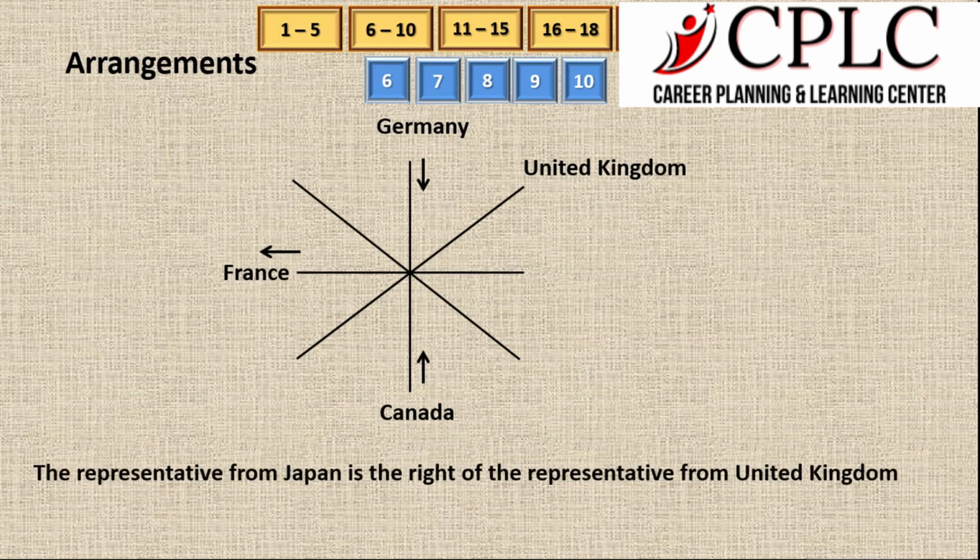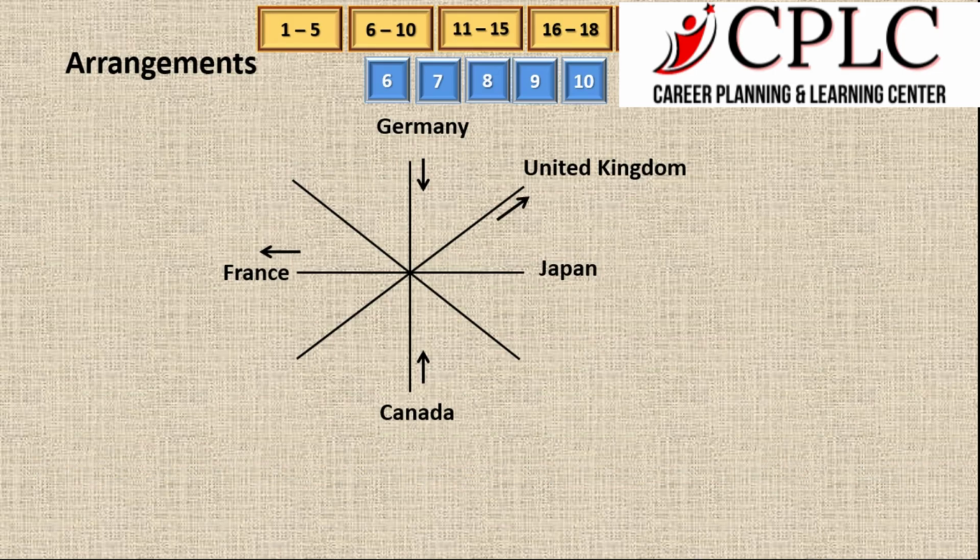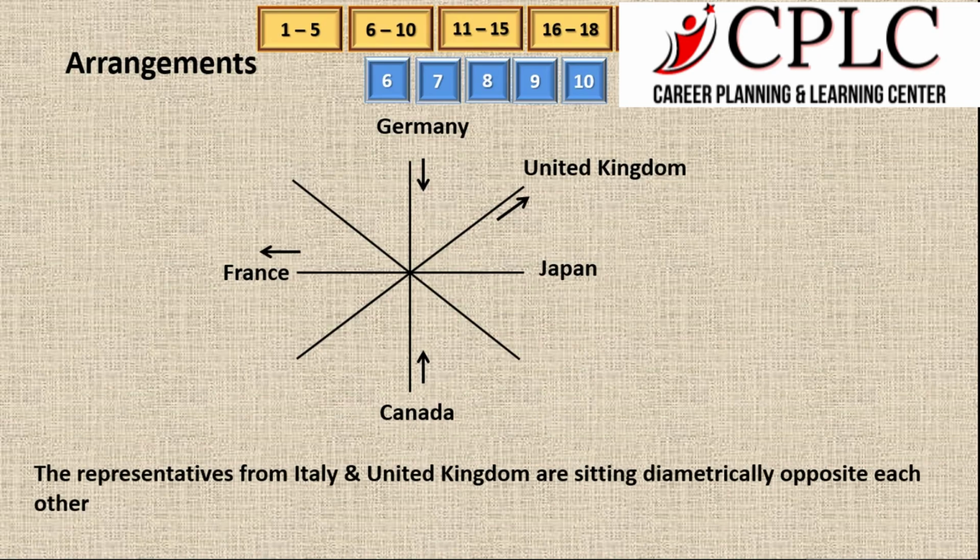Then once you have this, again related to this, the representative of Japan is to the right of representative of UK. Clearly, if UK would have been facing inside, in the place of Germany, it should have been Japan, but Germany has already occupied that. So clearly they are looking at again clockwise right, which can only happen if UK wala is facing outside. Very, very important. Next idea, the representative of Italy and UK are sitting diametrically opposite to each other.